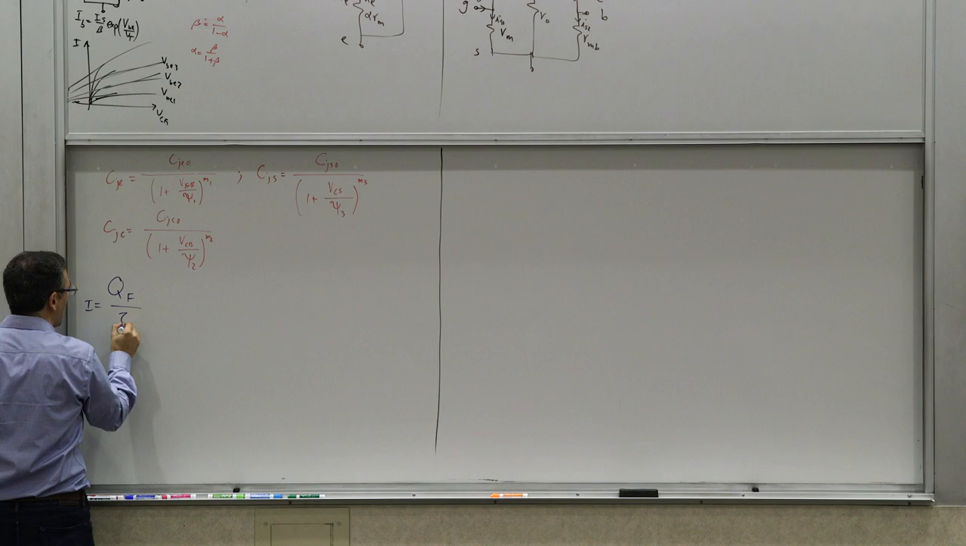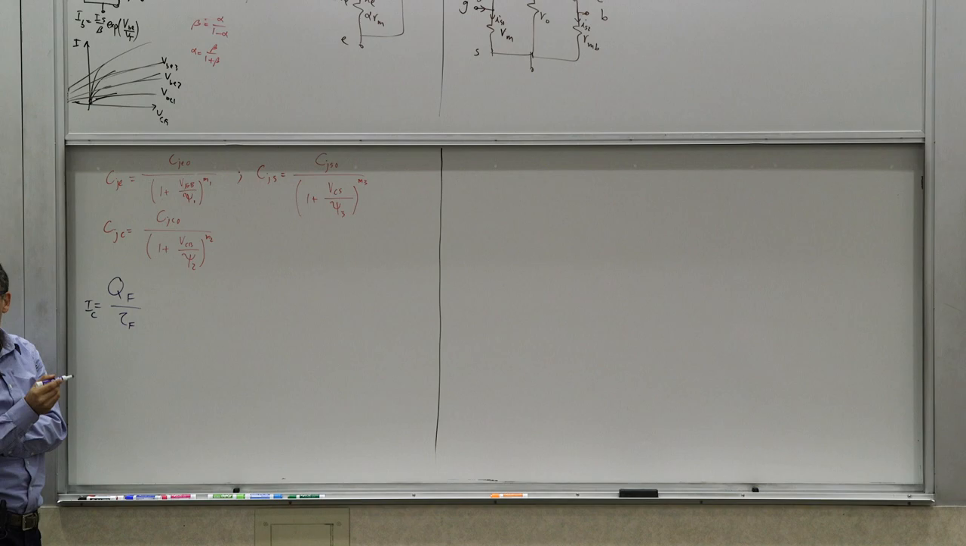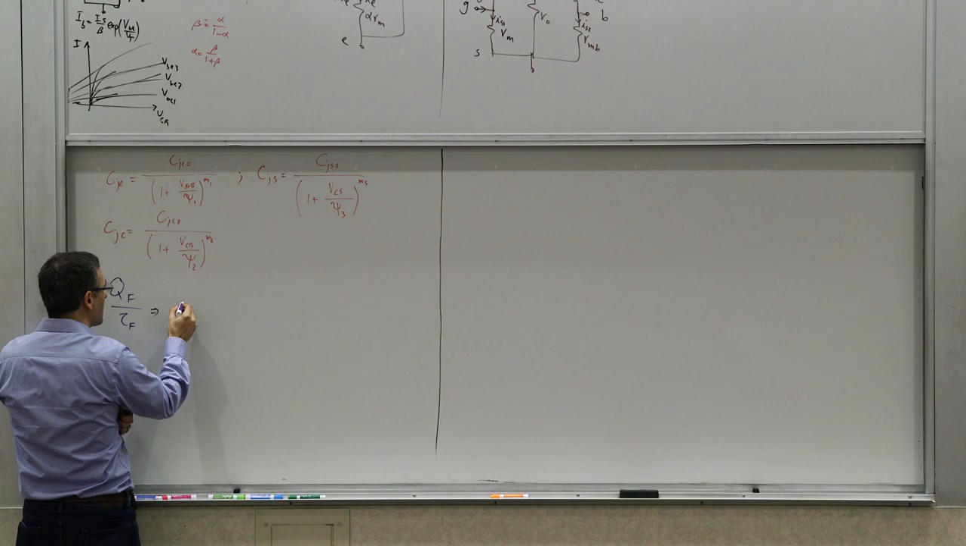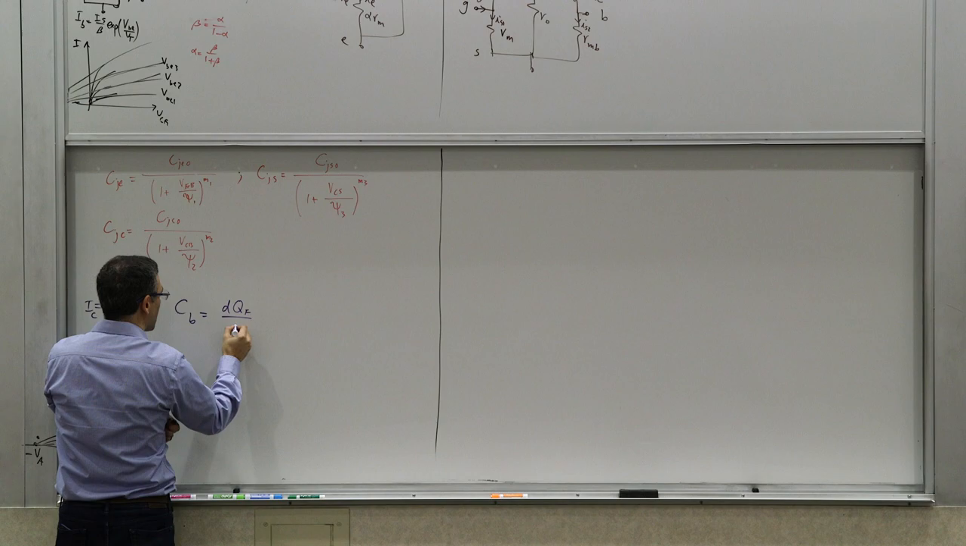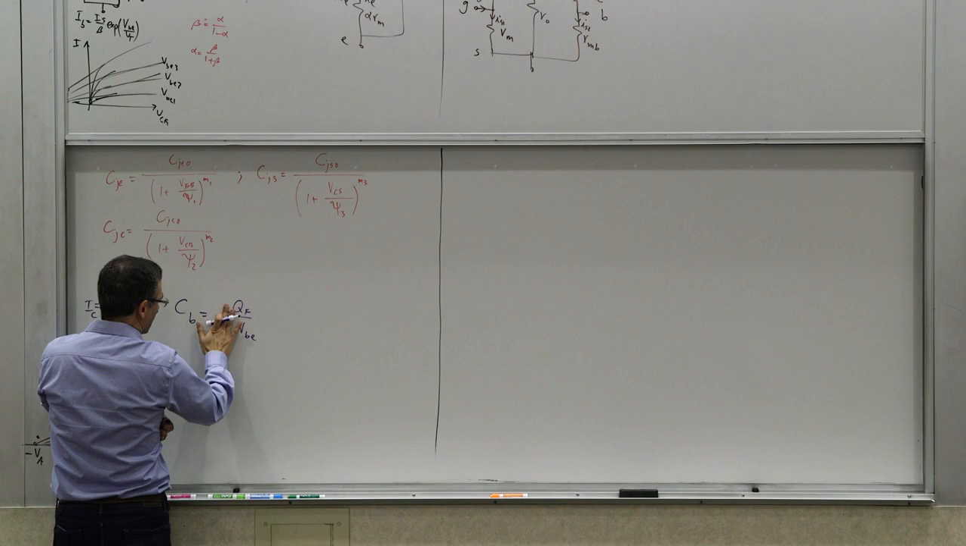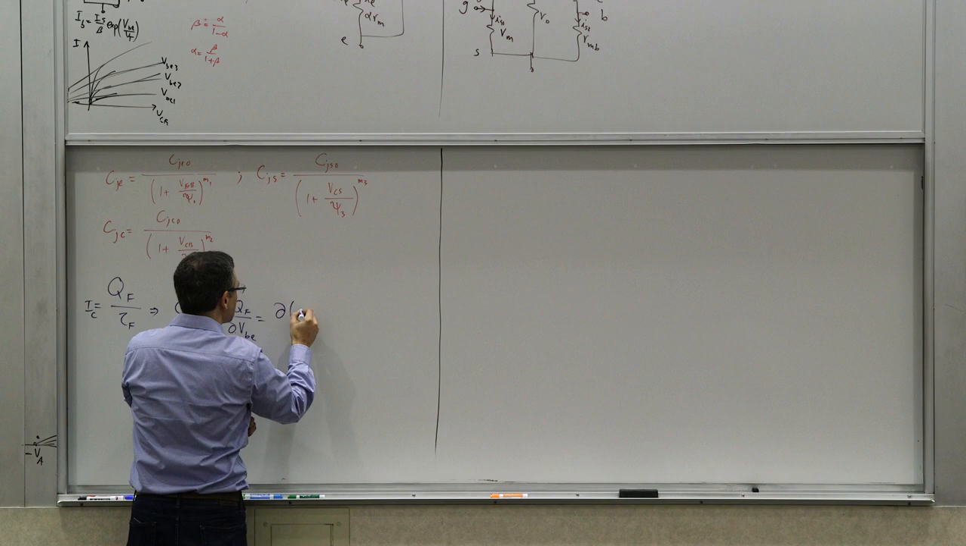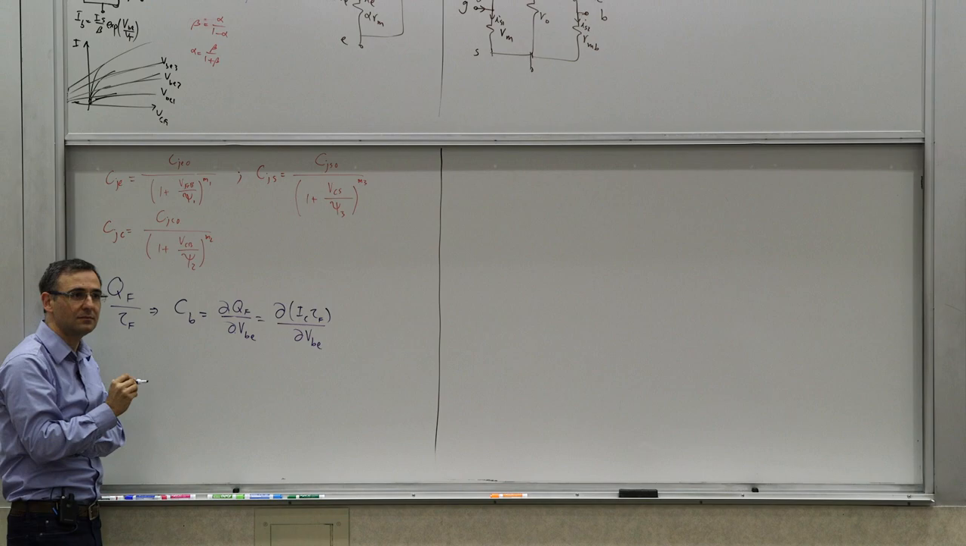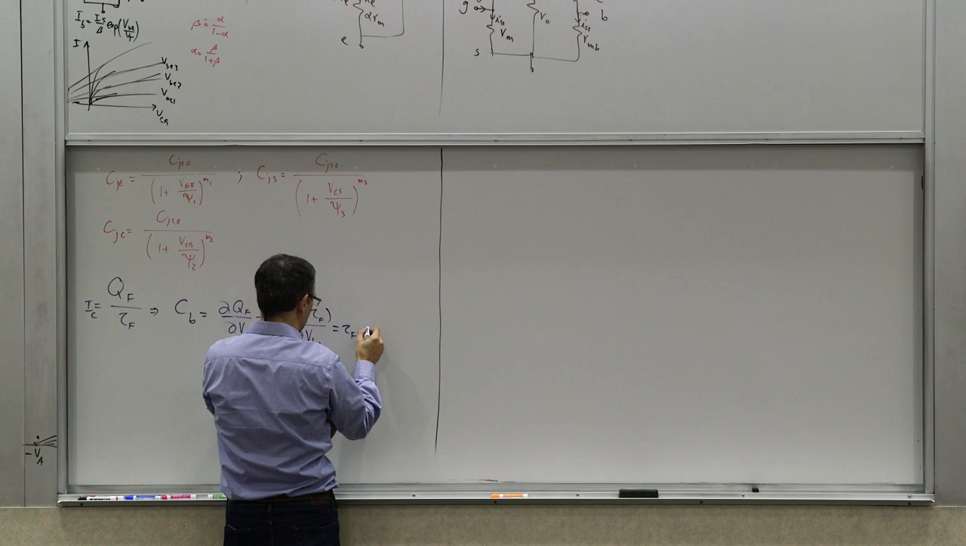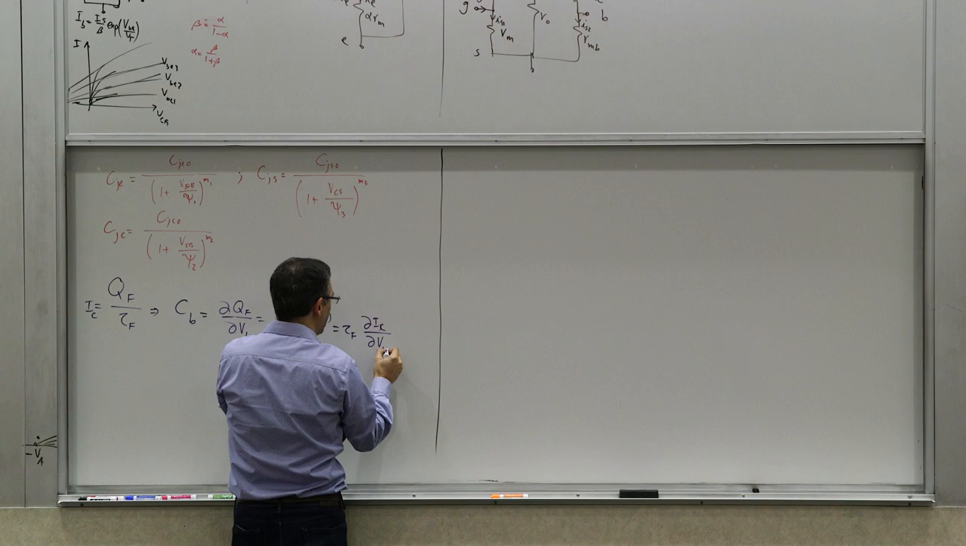The collector current was determined by that charge anyway. So now if I want to define a capacitance associated with that charge, it makes sense for that capacitance to be defined as dQF/dVBE. Or you can make it partial, because they can in principle be functions of multiple things. So what is dQF/dVBE? Well, we know what QF is. So it's going to be d(IC tau F)/dVBE. If you assume that tau F was constant versus VBE, it doesn't depend on VBE at least, then you get this.